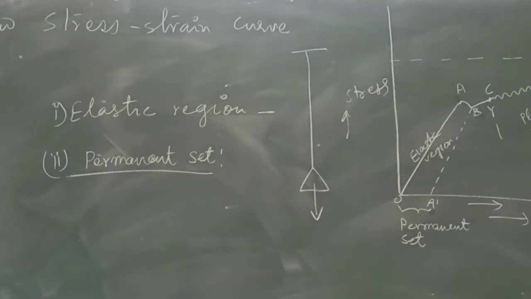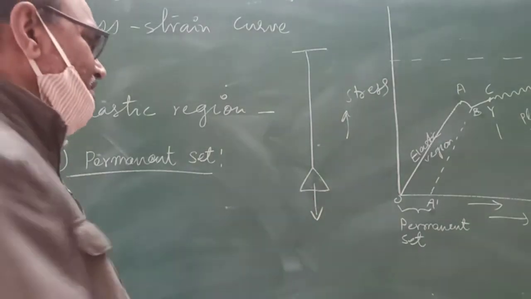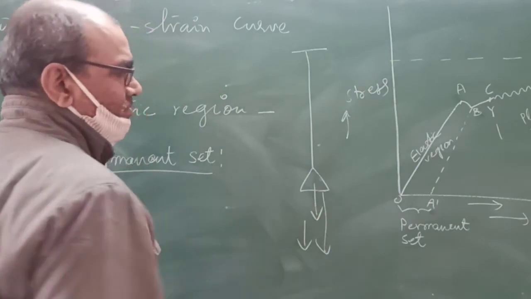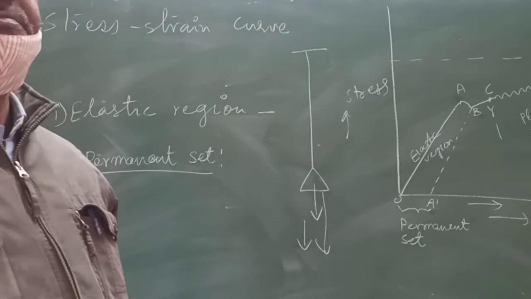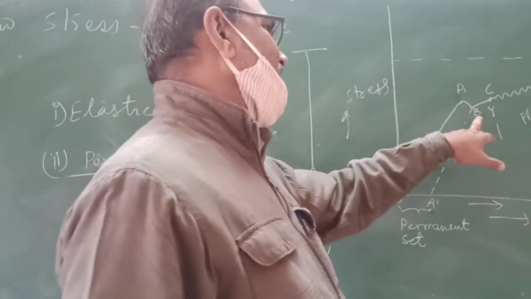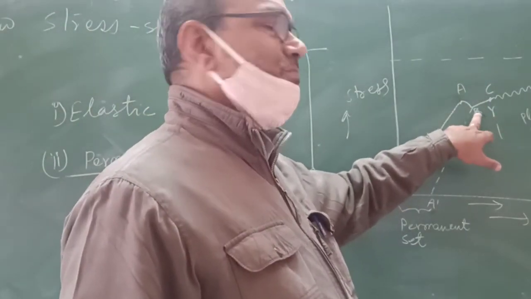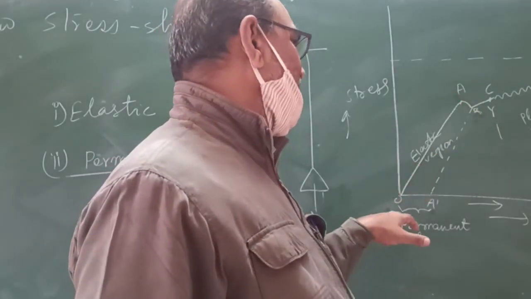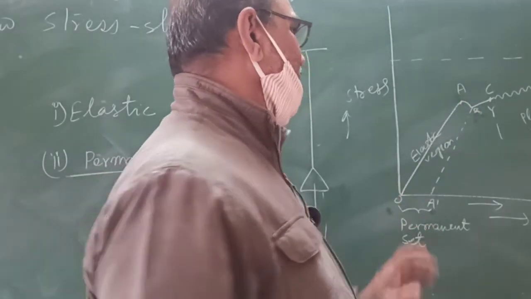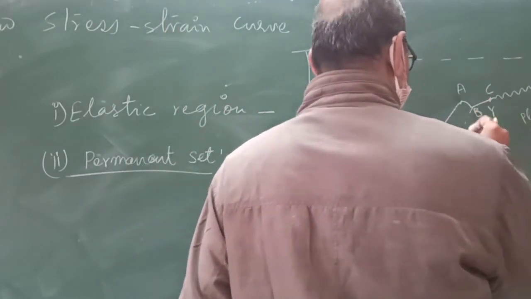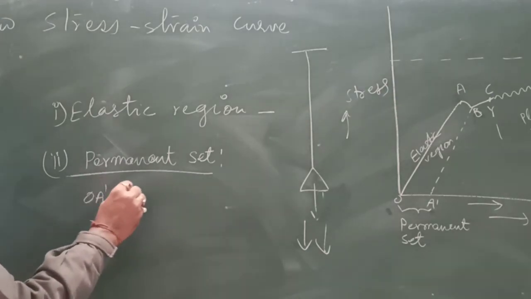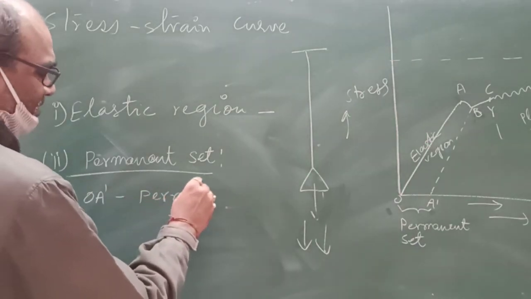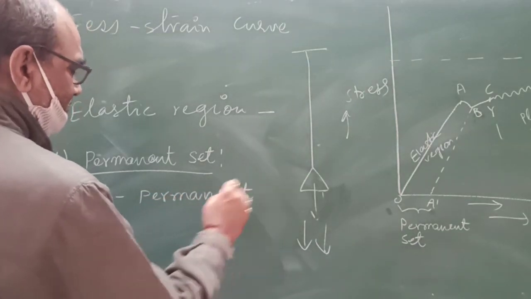If we apply more and more load, a very large strain is produced in the wire. If we unload the wire at point B, the wire should follow the path BAO, but it does not follow the path BAO. It follows the path BA dash, and that region OA dash of the graph is the permanent set.